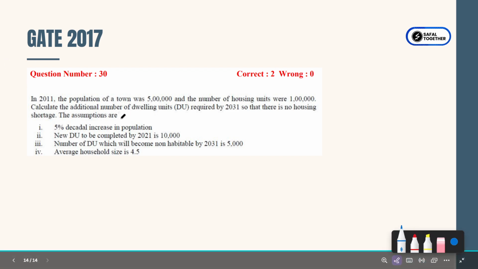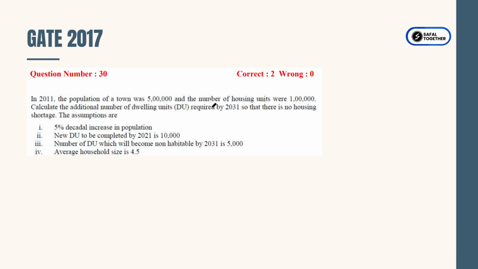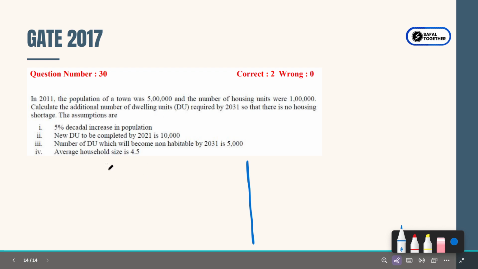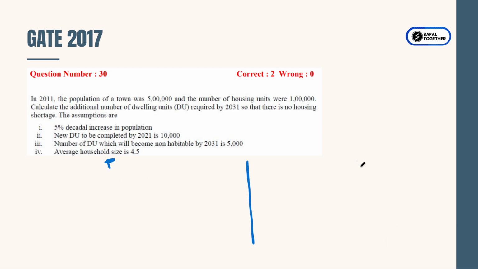In 2011, the population of a town was 5 lakhs, and the number of housing units. So let's split it into two: let's talk about the population here and the housing here. I'm just going to split this information. Your population is 5 lakhs in 2011. And the number of housing units in 2011 was 1 lakh.